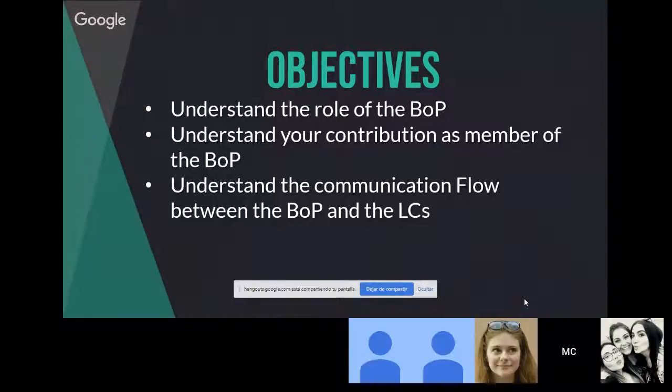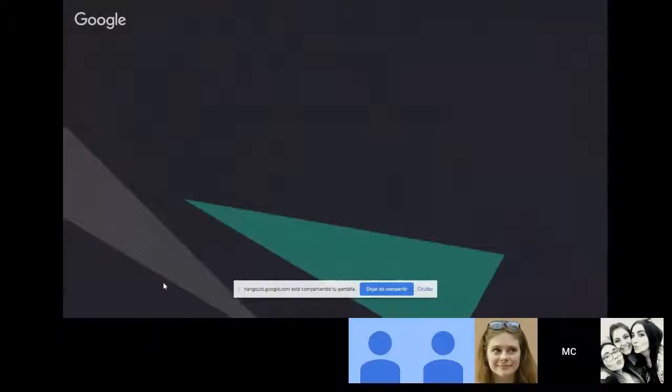So the three objectives that we have for this specific session, the first one is to understand what is the role of the BoP. The second one is to understand what is going to be your contribution as member of the BoP. And the third one is to understand how is the communication flow between the BoP and the LCs. So how we are going to actually communicate as LCPs the things that are happening and being decided in the BoP to our LCs. So let's start with this.